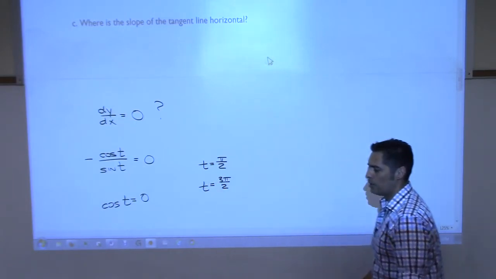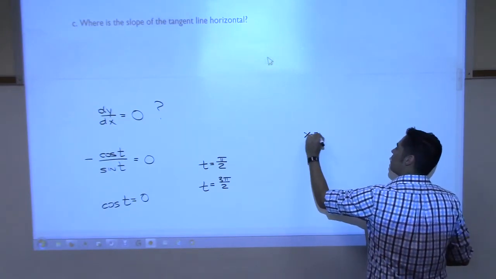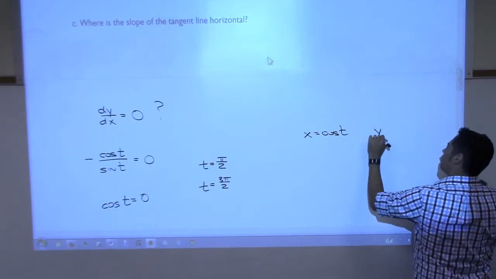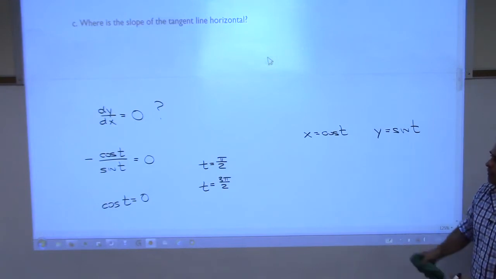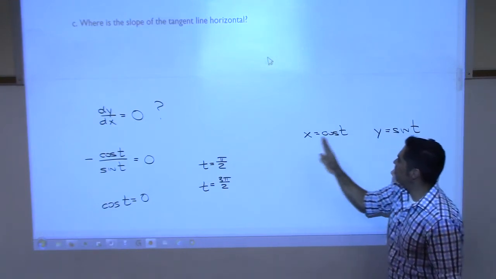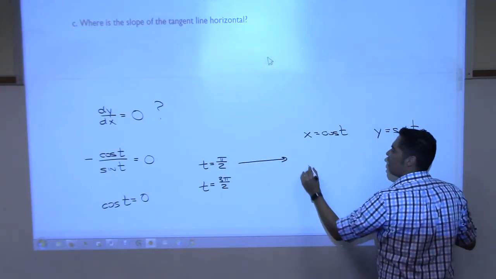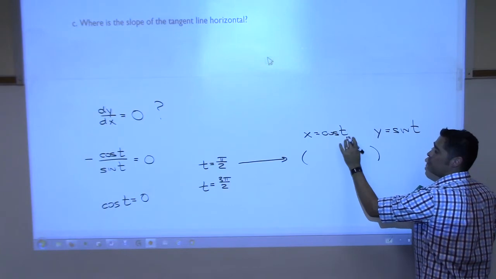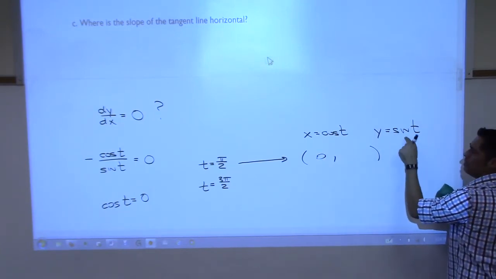Right? That's where it would occur. And on our curve, remember our curve was x equals cosine t, y was sine t. That was our unit circle, parametric equations. If you plug pi over 2 into this, here and here, what would you get? So at pi over 2, you would be where? Cosine of pi over 2 would be 0, and then sine of pi over 2 would be 1.